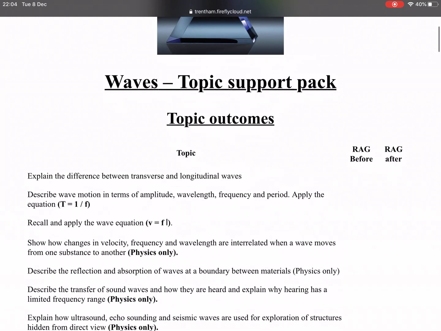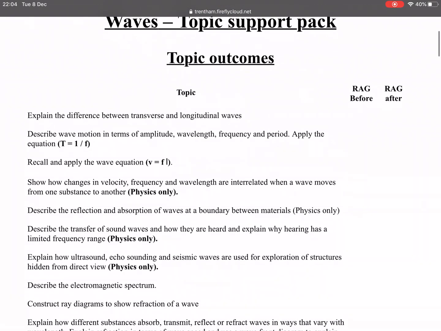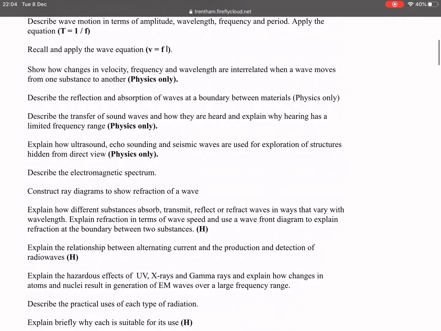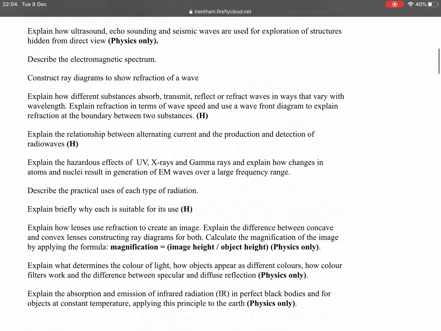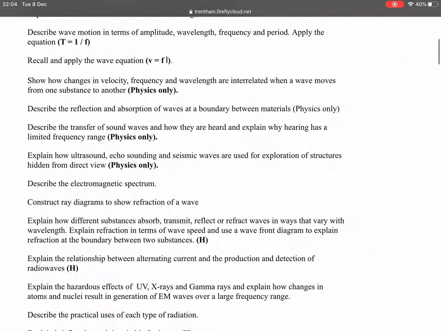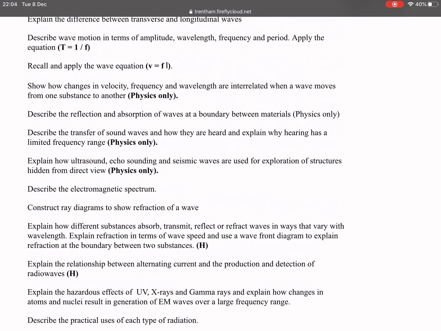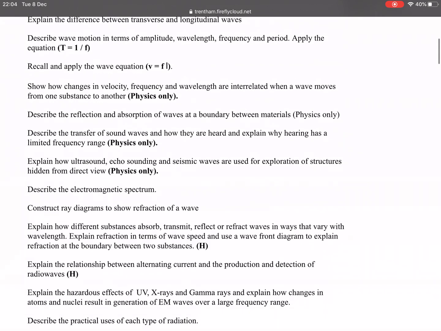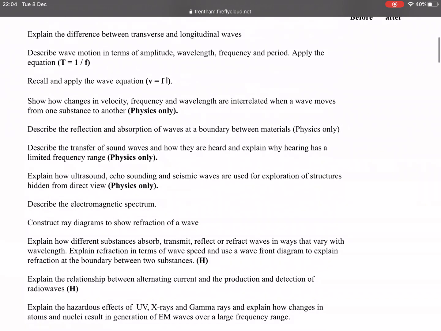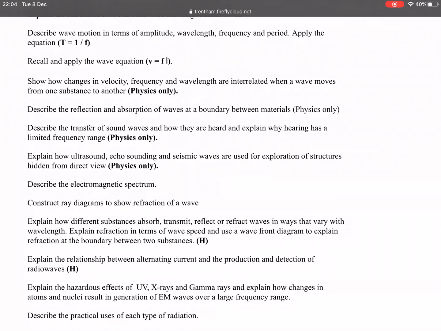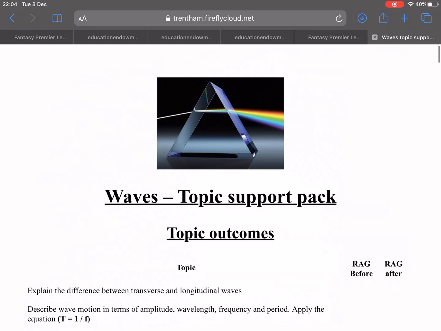We don't need to worry about the bits that say physics only. So we're then on to the remaining bits, and we're not going to do too much on higher tier because we're focusing on foundation. So we only have a little bit of these bits here where it says refraction of a wave. We'll do that separately. But describe the electromagnetic spectrum, explain the hazardous effects of UV, X-rays and gamma rays at the bottom, and explain how changes in atoms and nuclei result in the generation of EM waves over a large frequency range. That'll become more obvious in a second, and then describe the practical uses of each type of radiation. So you're going to do that over the course of the next couple of lessons.